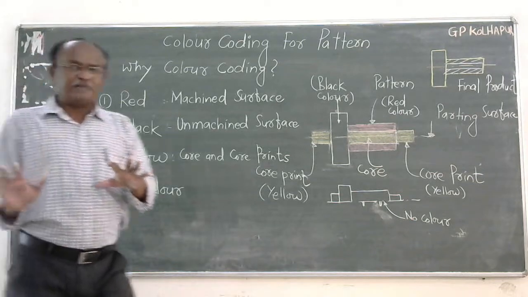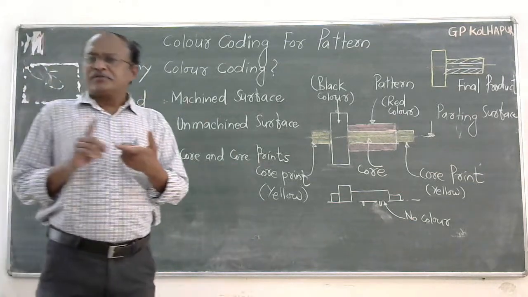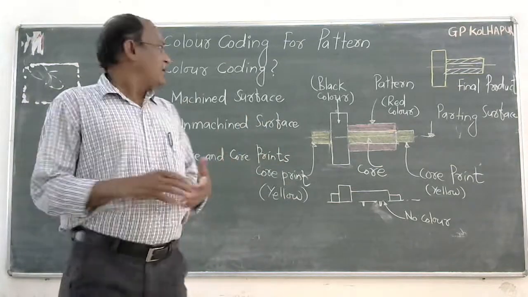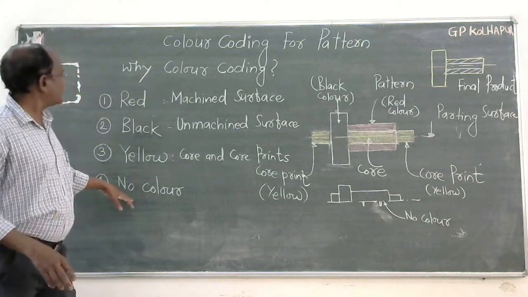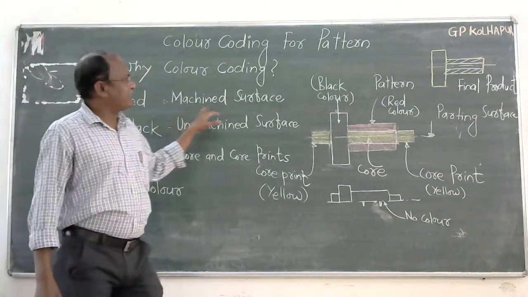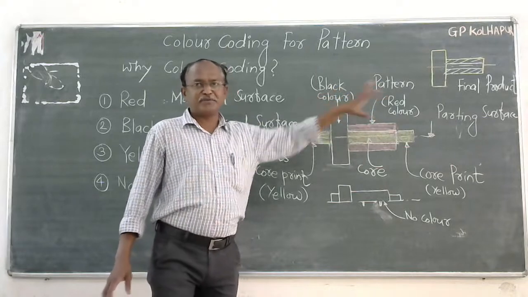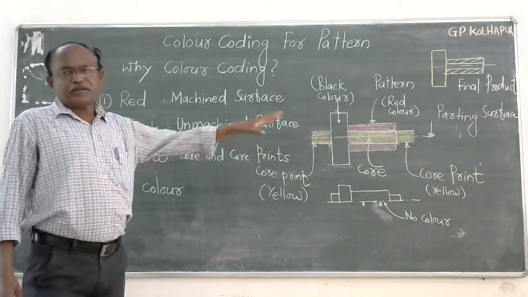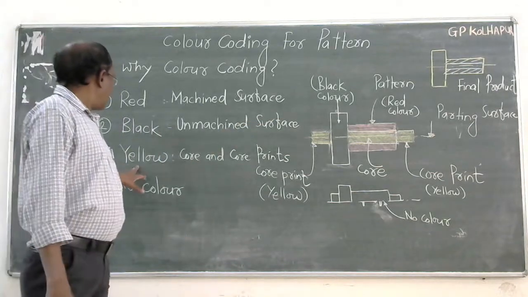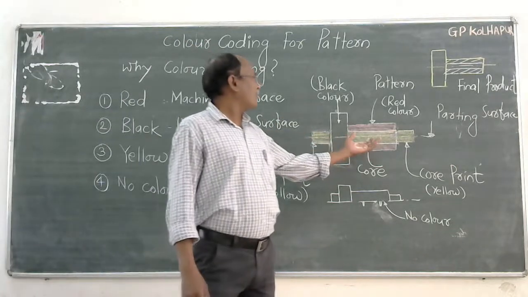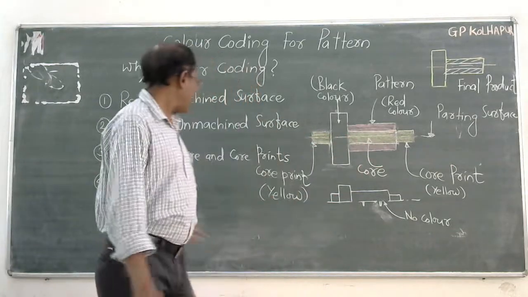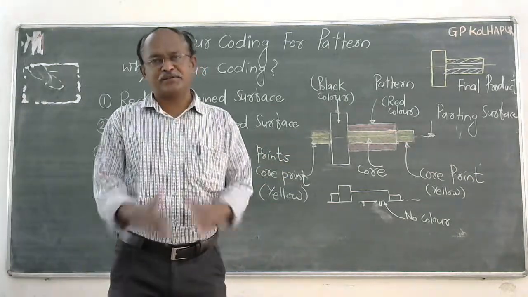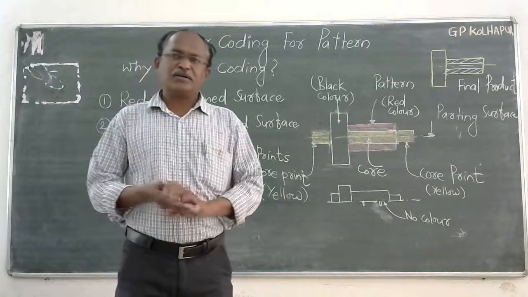Why is color coding required? To distinguish or differentiate different parts of the pattern for different purposes. There are four cases. If it is painted with red color, machining or some finishing is required. If it is painted with black, no machining is required. If it is painted with yellow, there is a core print or core. And if there is no color, there is no need of machining either. So this is all about the color coding of patterns.